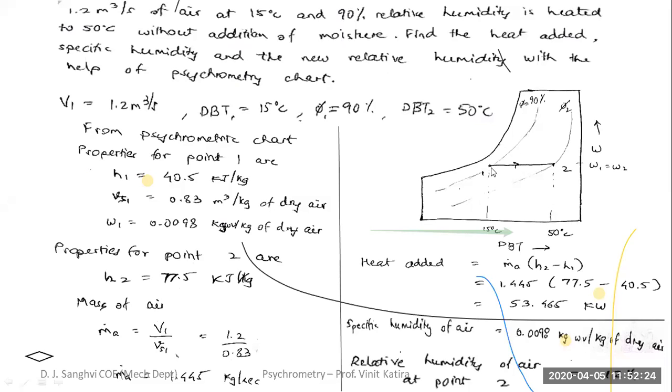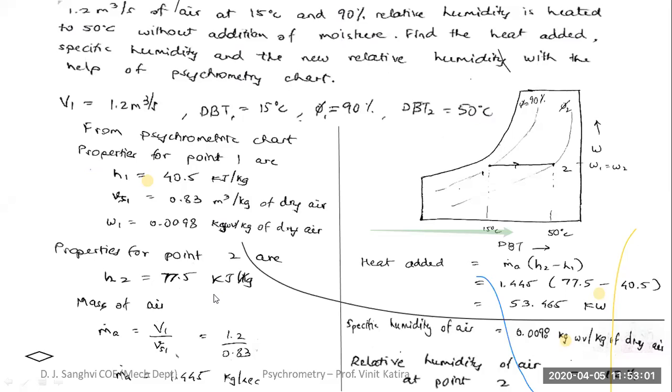So here you will read all the properties at point 1. Enthalpy at point 1 is around 40.5. Specific volume at point 1 is 0.83 meter cube per kg. And omega 1 that you read from the y-axis is around 0.0098 kilogram of water vapor per kilogram of dry air. And when you are able to plot point number 2, you can read the enthalpy as 77.5 kilojoule per kg.